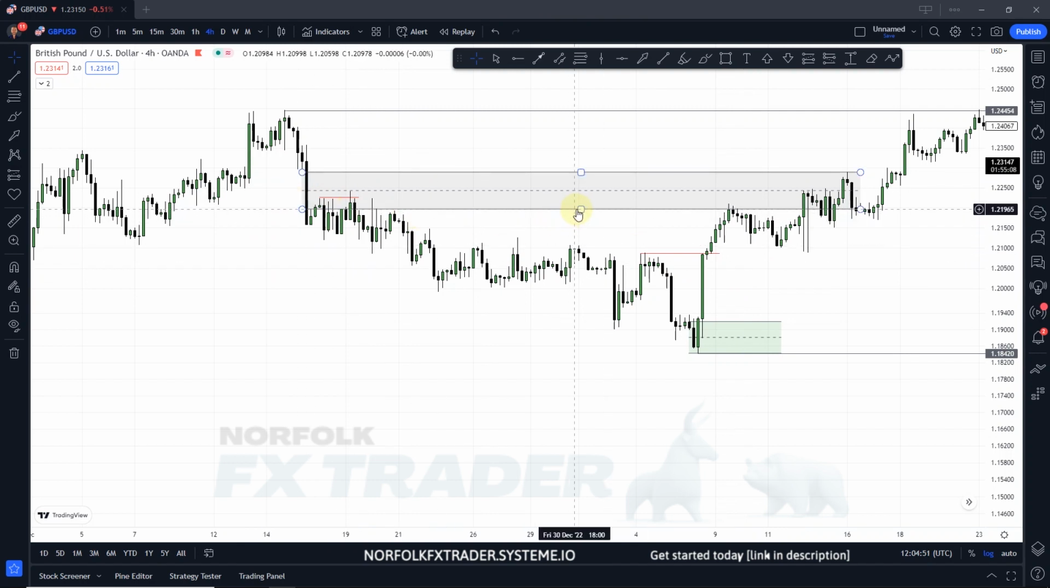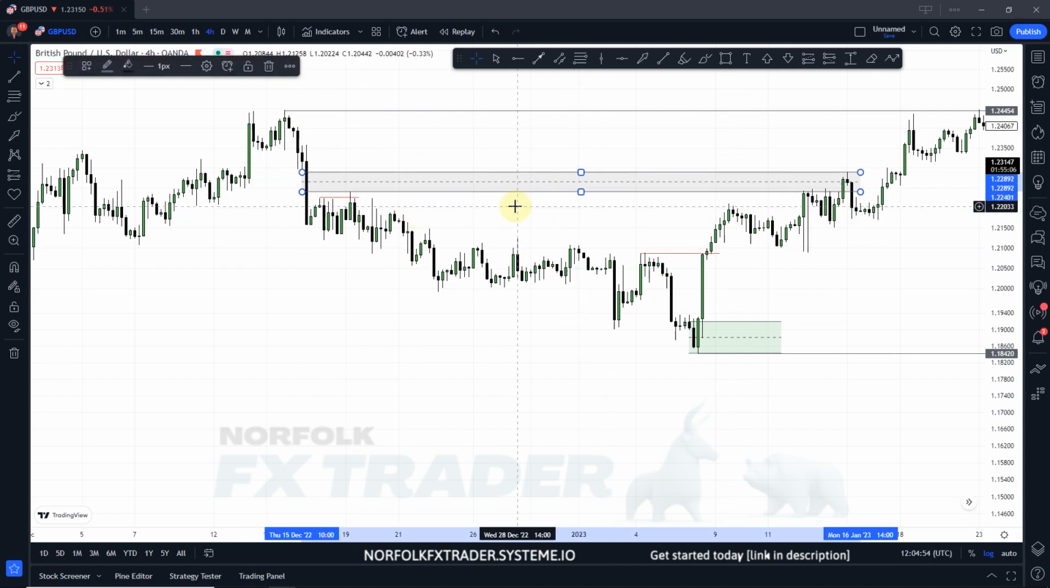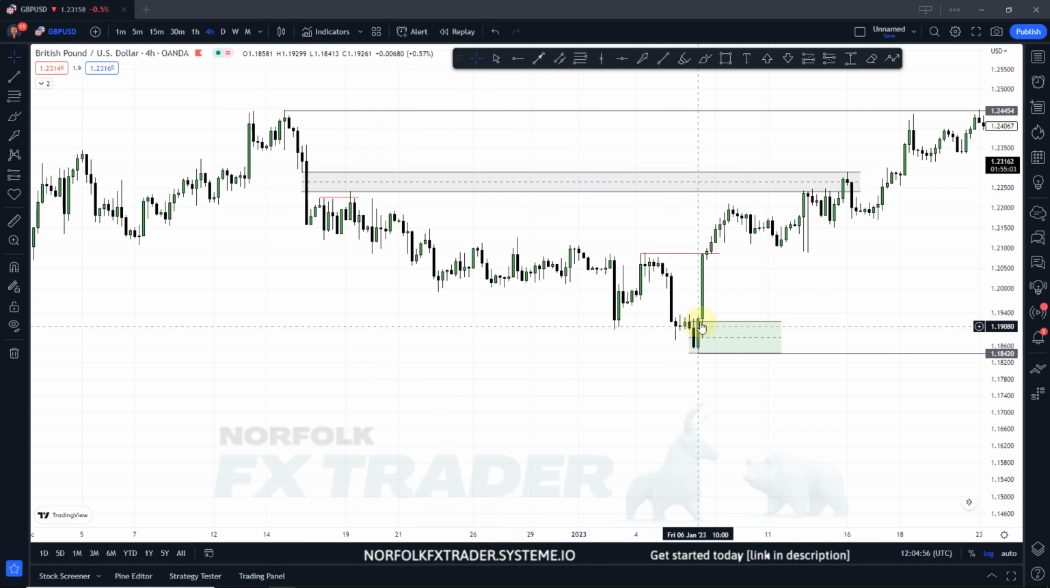Now the leftover imbalance we have now is this zone. And this is where we expect price to want to go to next. And you can see where price comes back and continues higher, and eventually we fill that imbalance.